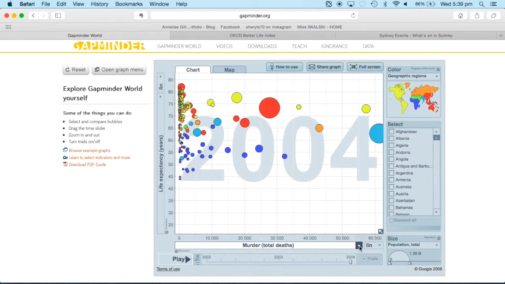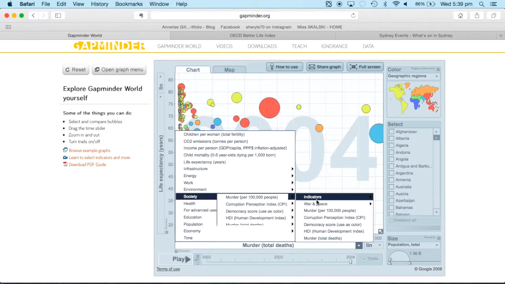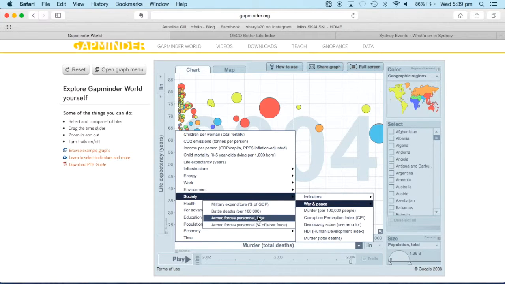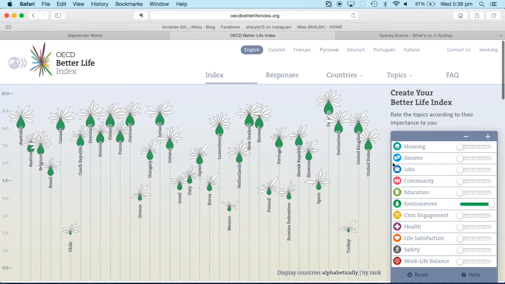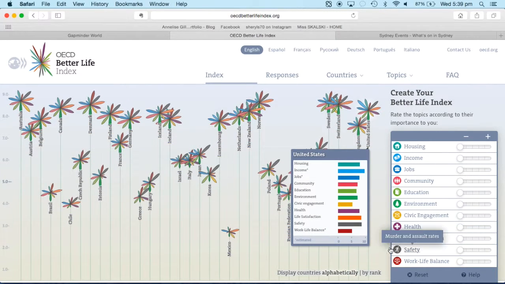And I think along with murders, you can compare it with things like war and peace, battle deaths as well, if they are particularly concerned about their safety. The OECD, the Better Life Index, we also have a safety tab, and this looks at murder and assault rates.